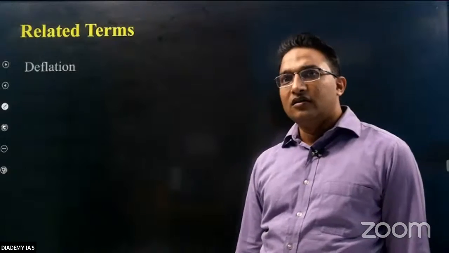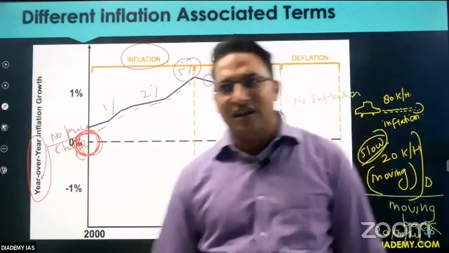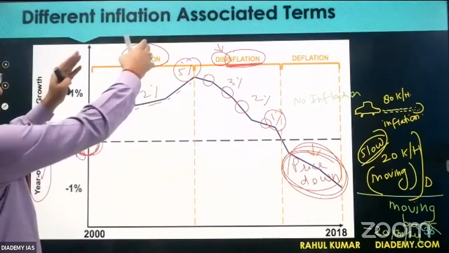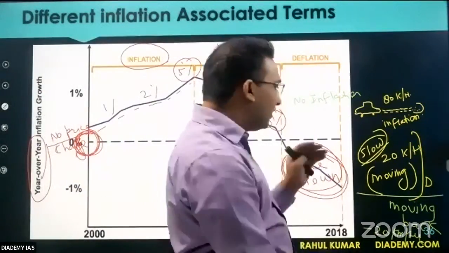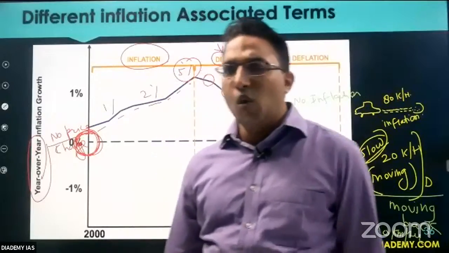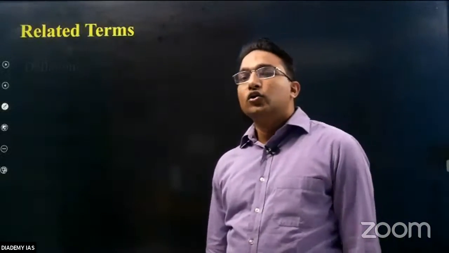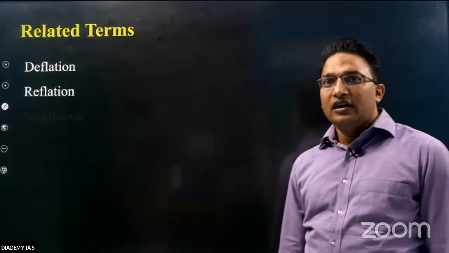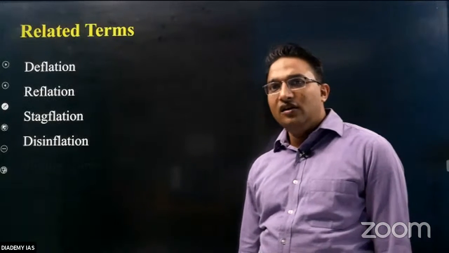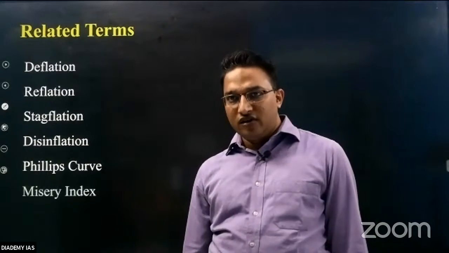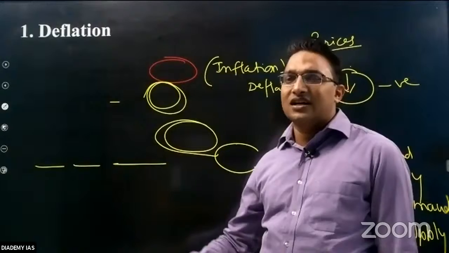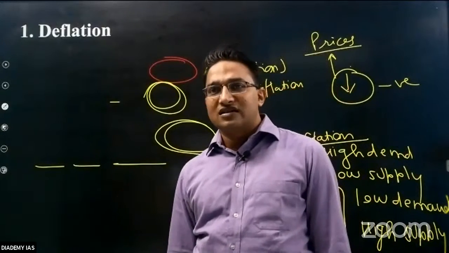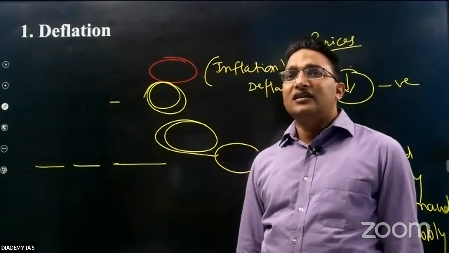Okay? Now there are important terms which we have discussed in the last class. One is inflation, second is disinflation, third is deflation, and fourth one is reflation. Right? Now, what is the difference between each of them? So, deflation, reflation, stagflation, disinflation, Phillips curve, misery index. All these terms, some of them we discussed in the last class, and the rest of them we will discuss in today's class. Number one, what is deflation?